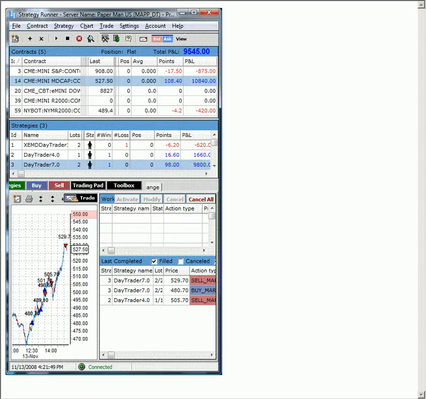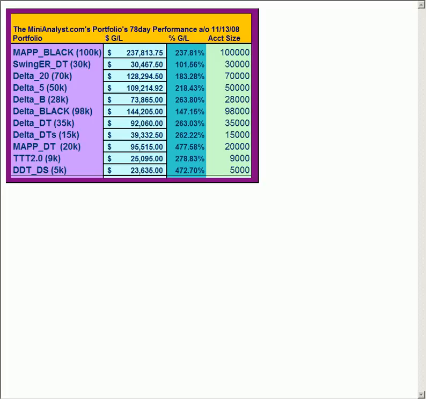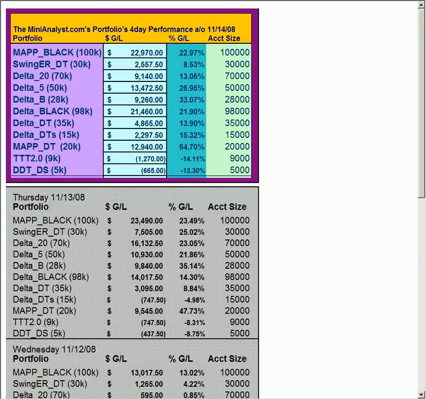So there we have it. Let's go ahead and look over at the 4-day performance of our portfolios. Very impressive. 65% for our original Map DT, 23% for the Map Black. Again, acting like a very aggressive kid with putting up those stellar numbers for the Map Black. Our most diversified portfolio up 23%. 33% for our Delta B, that's coming in third place. Dual Day Trader and Triple Threat didn't really fare so well, at least this week over the last 4 days.